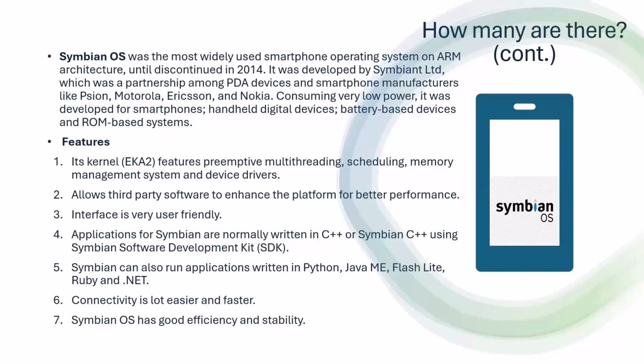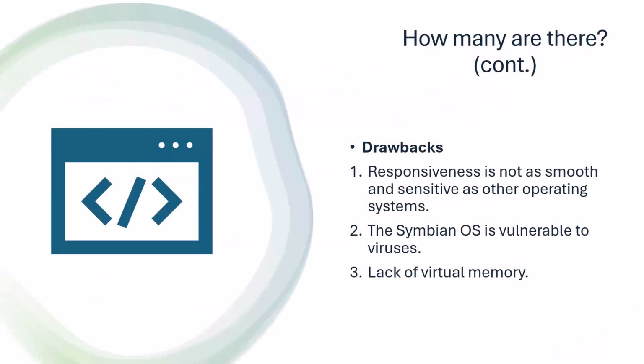Most of the software applications for Symbian are written in C++ or Symbian C++, and Symbian has their own software development kit. It can run applications that have been written in Python, Java, Ruby, .NET, Flash Lite, making it pretty useful at the time. And it was pretty efficient and stable, if you will. And it's just not as smooth and sensitive as some others. And it's a little bit more vulnerable to viruses, and it had a lack of virtual memory.